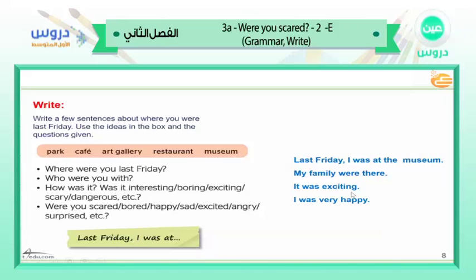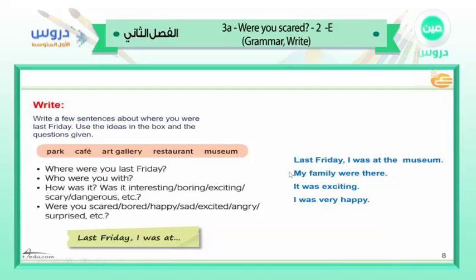It was exciting. How was it? Was it interesting, boring, exciting, scary, dangerous? Which one? It was exciting. I was very happy. Were you scared, bored, happy, sad, excited, angry, surprised? I was very happy. So you can use these questions and this information to write 4 or maybe 5. If you can do it 6, 7, it's better. Sentences, okay, using the past tense that we learned today.